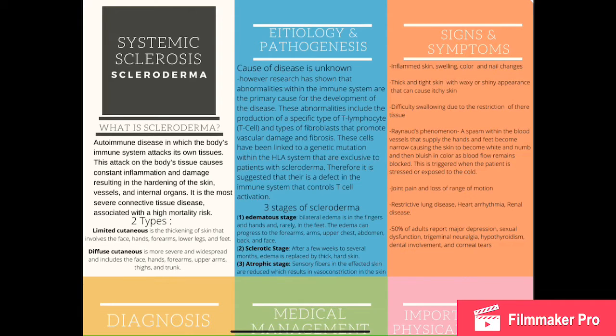The next stage is where that edema turns into a thick and hardened skin, which is the fibrosis or the scar tissue that develops. And the atrophic stage is when the sensory fibers in the affected skin are reduced, which results in vasoconstriction of the skin. And that will usually have the effect of Raynaud's phenomenon, which we'll talk about in the signs and symptoms.